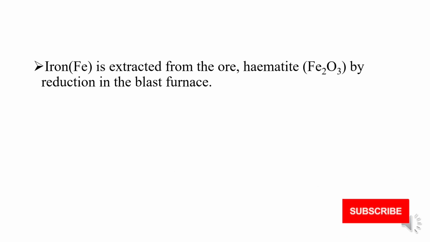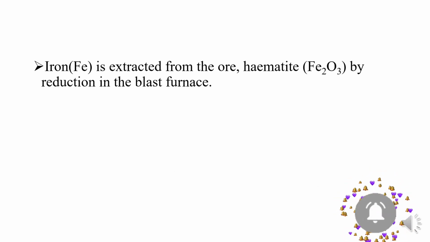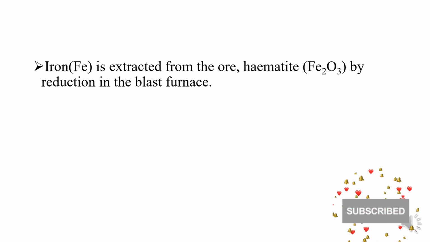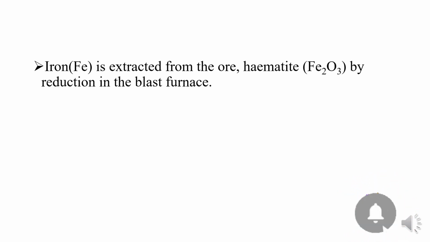Iron is extracted from the ore, which is hematite, the iron(III) oxide, by the method which we are calling the reduction method in the blast furnace. So you have to take note of those things that I've mentioned. The ore from which iron is extracted is hematite, which is iron(III) oxide. The method that is used is the reduction method.